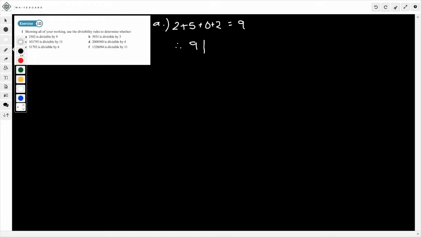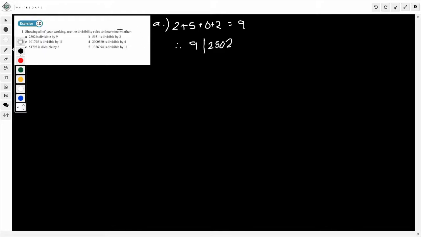9 does divide 2,502. And remember guys, for divisibility and number theory, this is the notation we use. So this just means 9 divides 2,502. This is the notation we use.